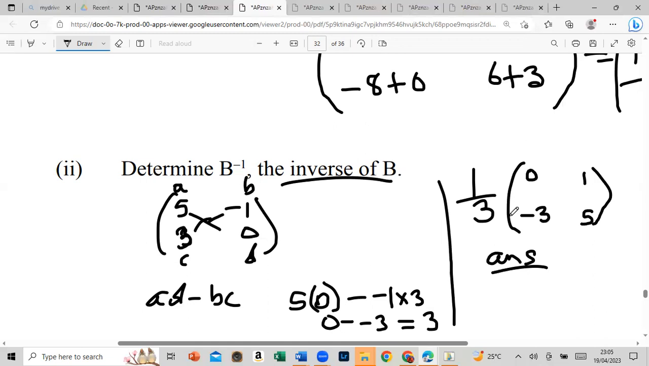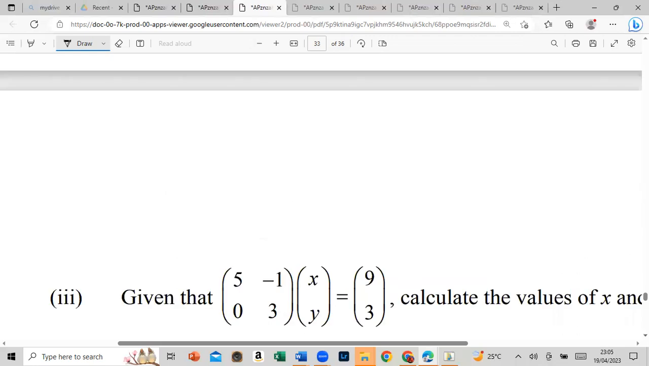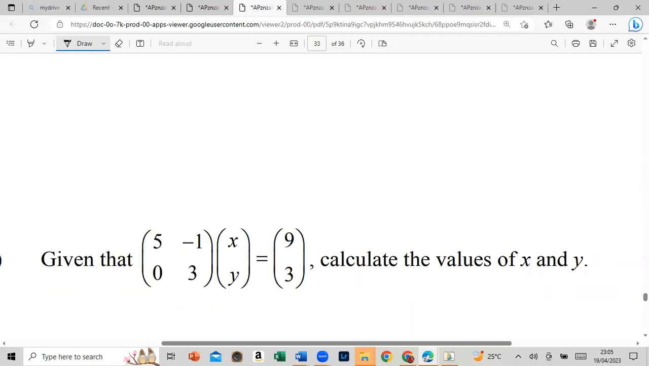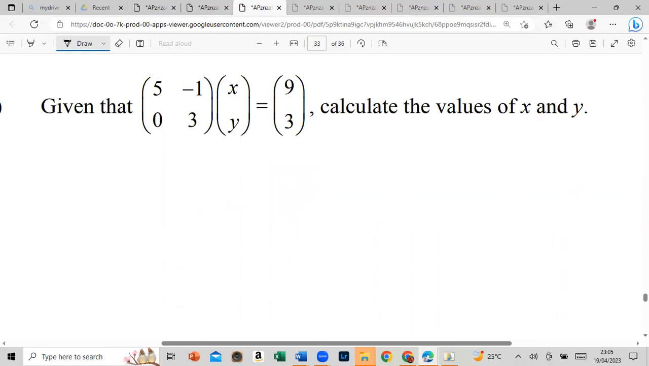Alright, let's go down to the final part of it. This one, look at it. It says, given that 5, negative 1, 0, 3, times x, y equals 9, 0, calculate the values of x and y. So we're just going to multiply. It's row by column. So you take the first one in the row, and use the second one also.